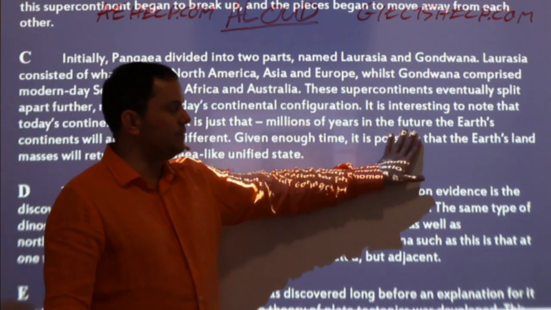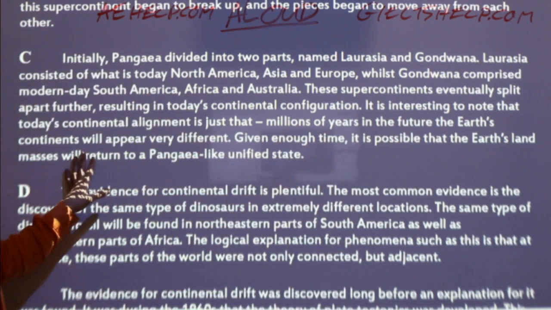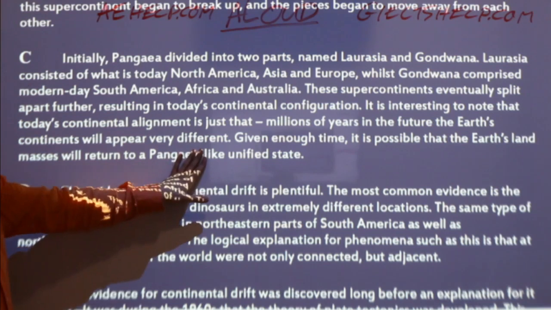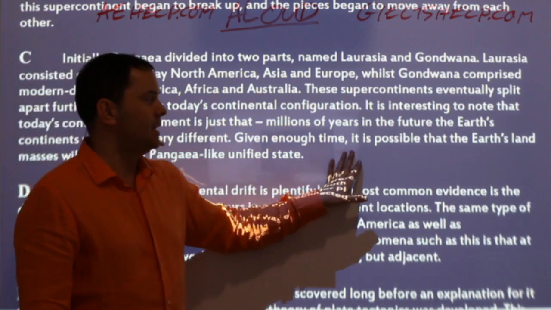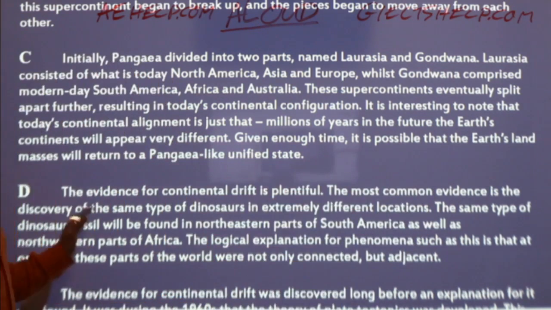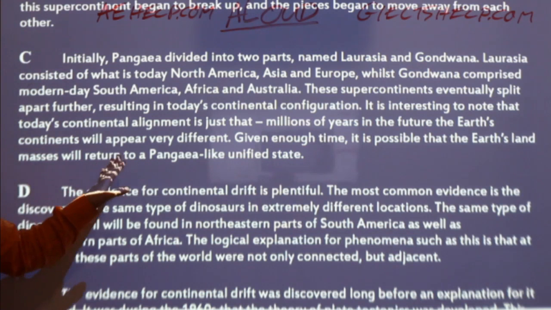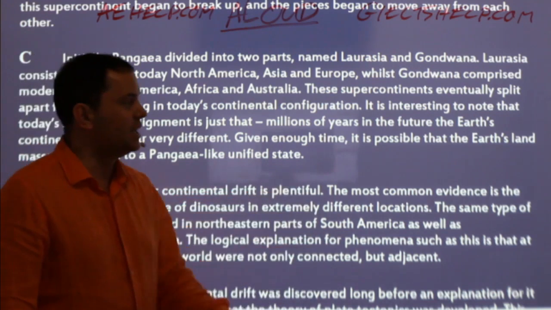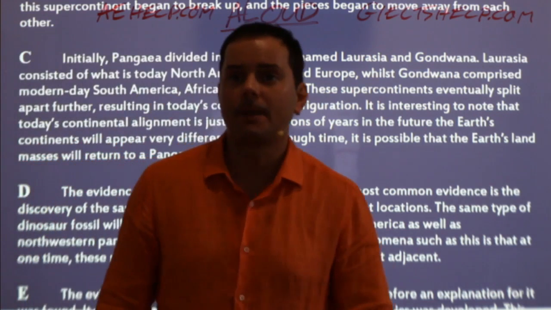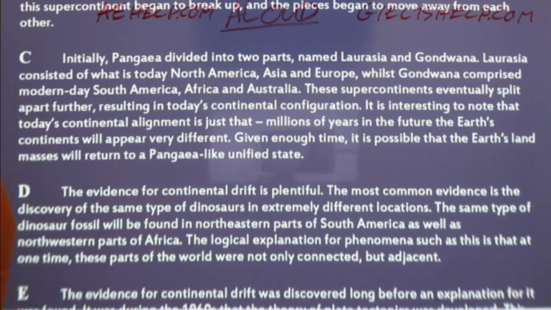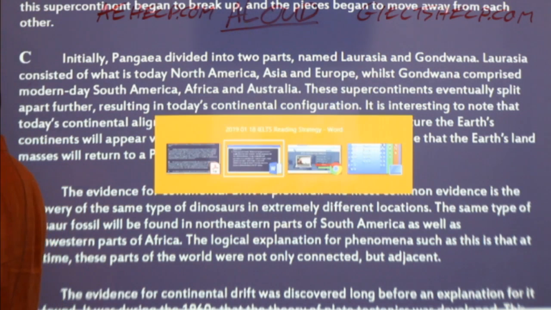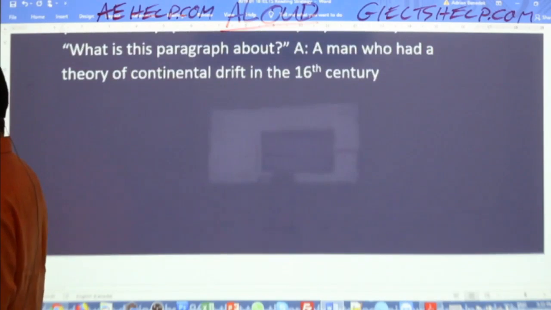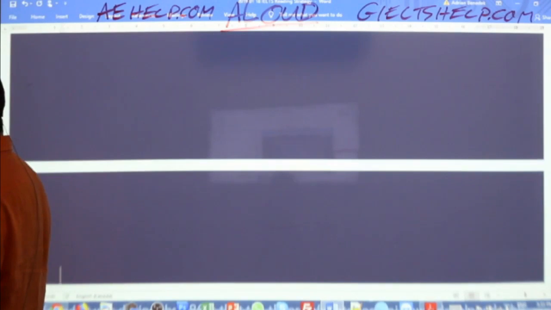It is interesting to note that today's continental alignment is just that. Millions of years in the future, the Earth's continents will appear very different. Given enough time, it is possible that the Earth's land masses will return to a Pangaea-like unified state. Okay, cool. What is this paragraph about?